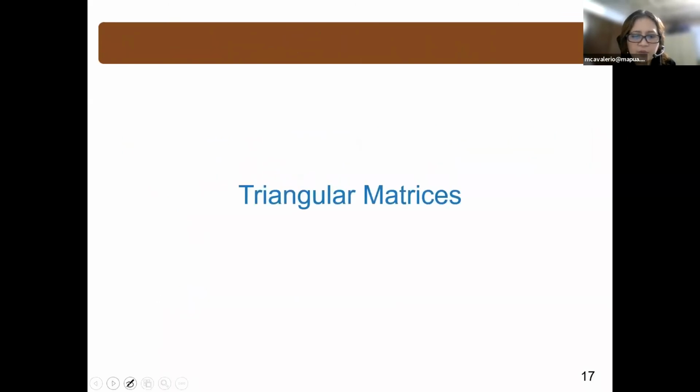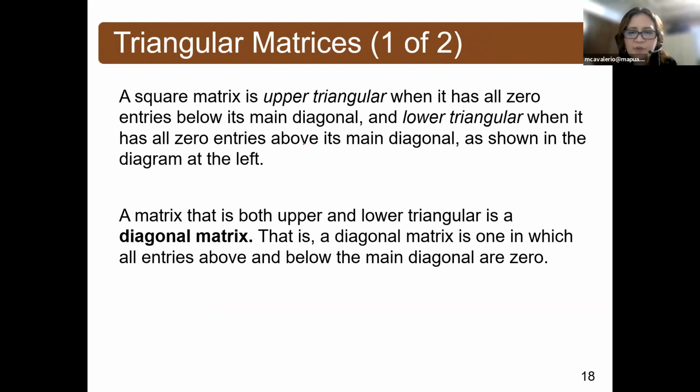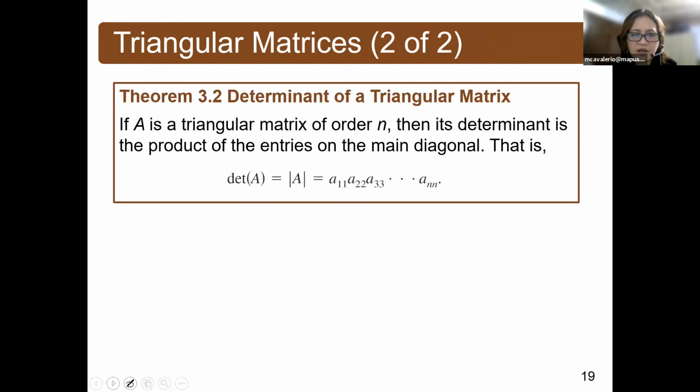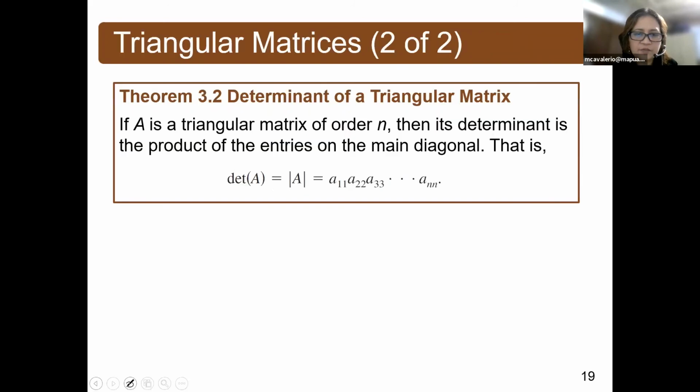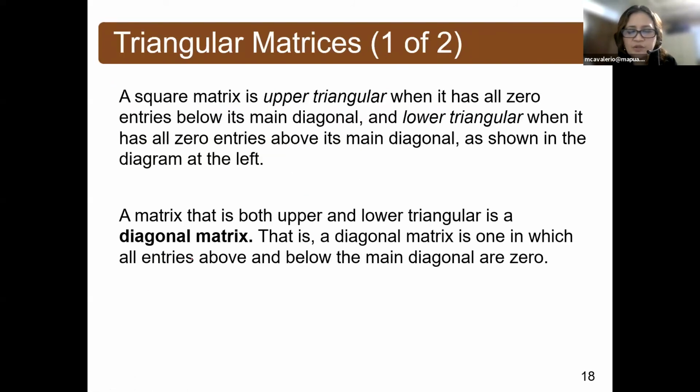Now what about triangular matrices? A square matrix is upper triangular when it has all 0 entries below its main diagonal, and lower triangular when it has all 0 entries above its main diagonal, as shown in the diagram at the left. We will have it later. A matrix that is both upper and lower triangular is a diagonal matrix. That is, a diagonal matrix is one in which all entries above and below the main diagonal are 0.